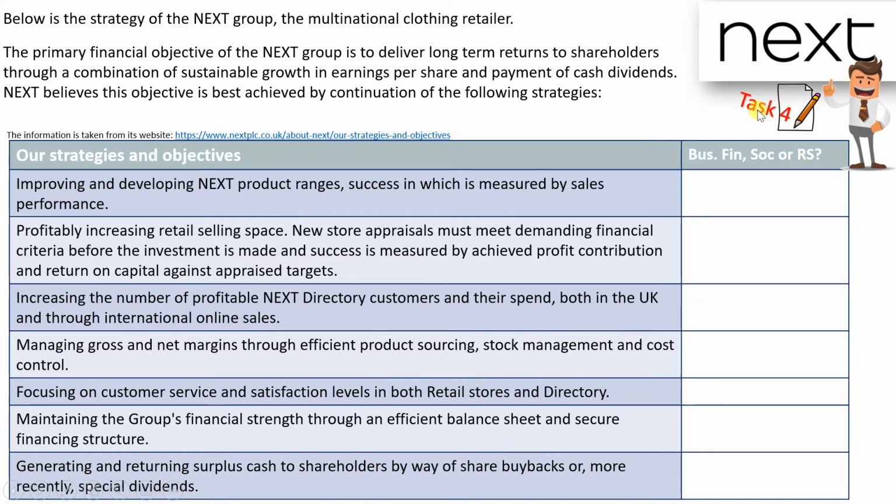So task 4 then, what is your task? Your task is easier than you think. There's not a heavy amount of writing. You're going to go through those 7 objectives, and you're going to decide whether they are business related, finance related, social objectives or retail specific objectives, and you're going to do that by putting these 4 shorthand codes in the right hand column.